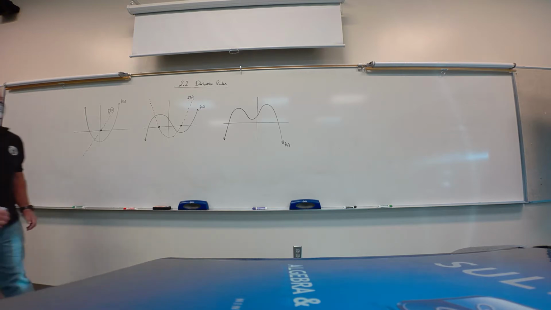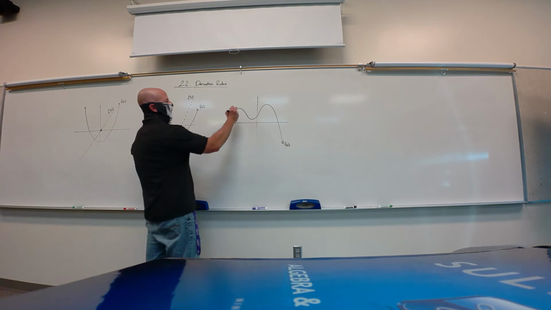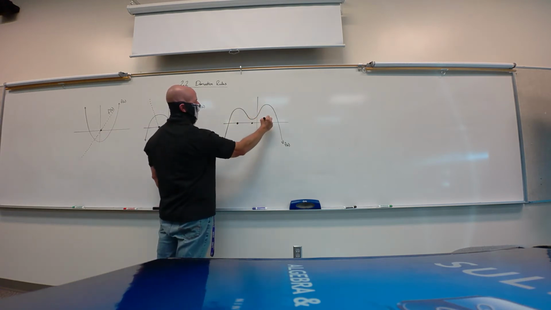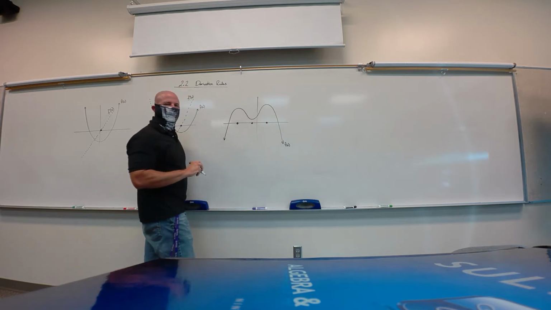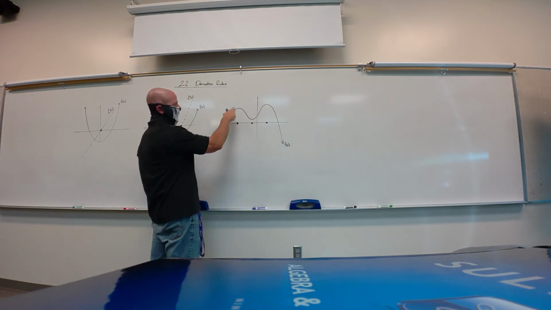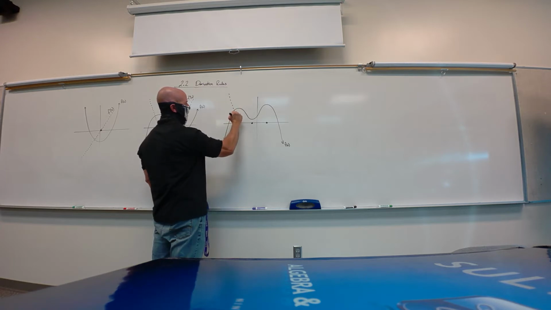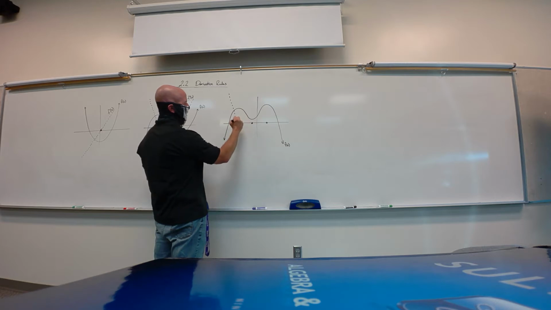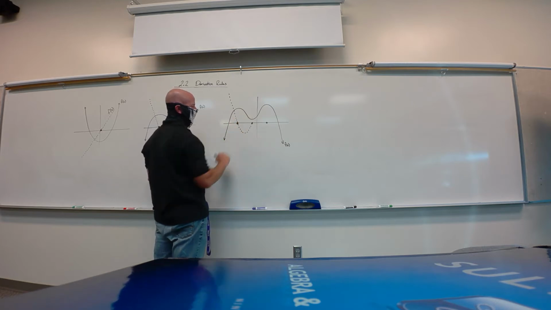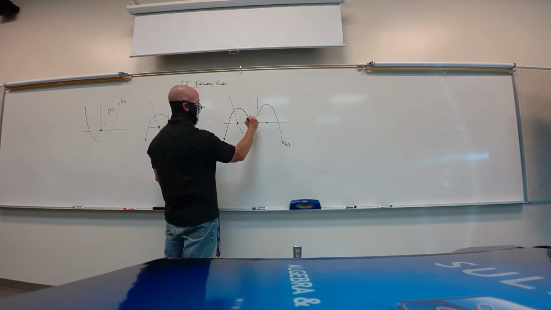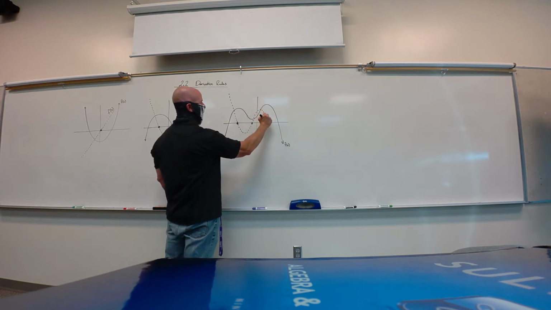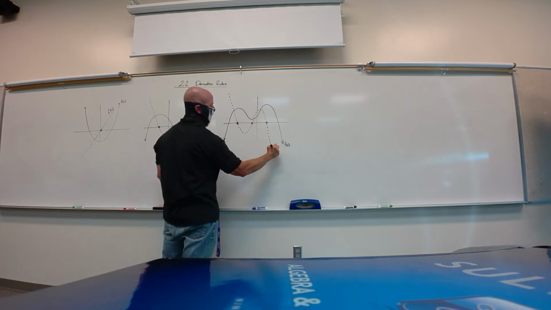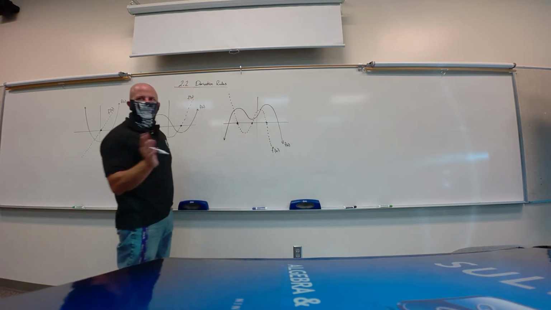Let's take a look at what you've got. You got a 0, 0, 0, roughly in 3 spots. Positive to 0. Negative back to 0. Positive back to 0. And then negative. Now look at the generalized shape, okay?